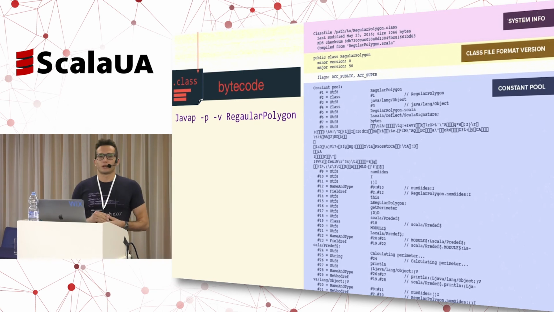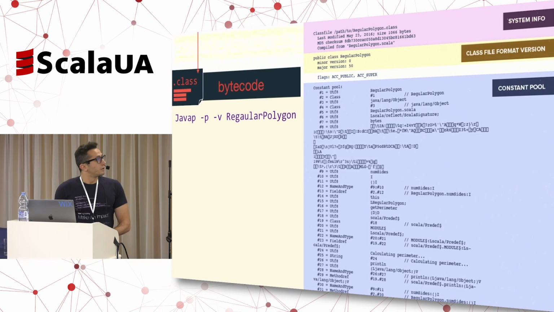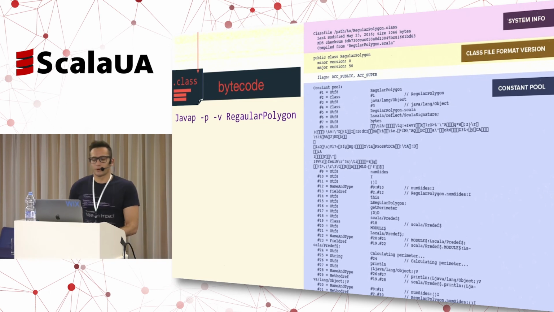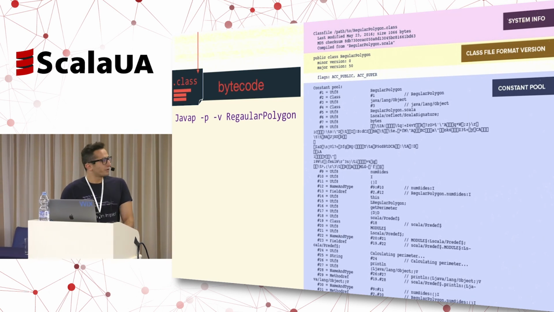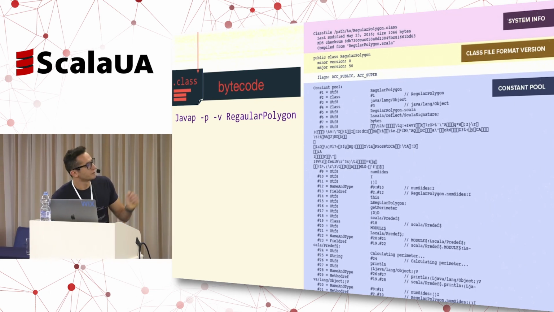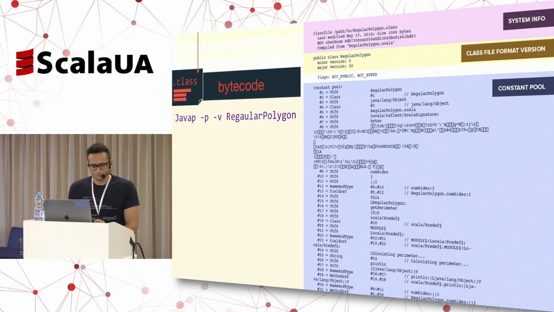Every class file in Java on top of the JVM has the same structure. Let's go over it quickly. We have the system info, which contains some metadata about the class itself, when it was changed, how many bytes it has, and so on. We have the class file format version, nothing interesting, and we have something called the constant pool, this awful, dragged-out, huge part of the code. What does it actually mean, and what does it contain?